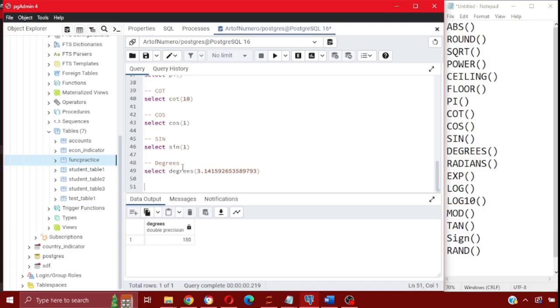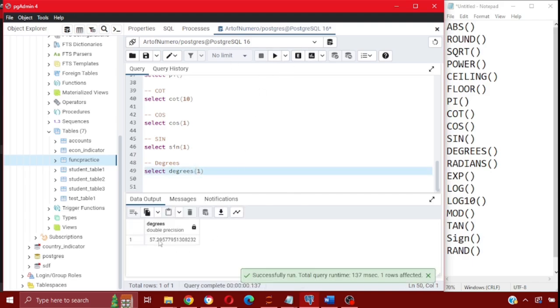So the degree function actually converts a radian value to a degree value. So let's say if we have 1 radian value, then you're probably going to get something around maybe 60, or maybe a little bit below that. There you go, 57. So that's the degree of 1 radian.